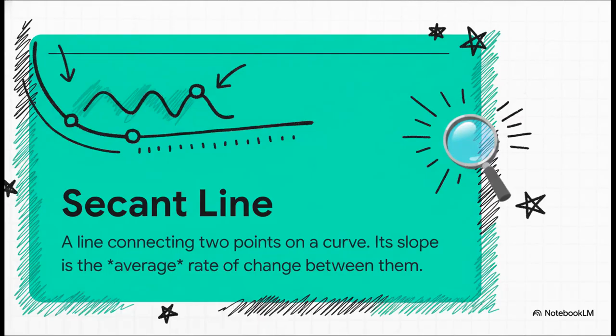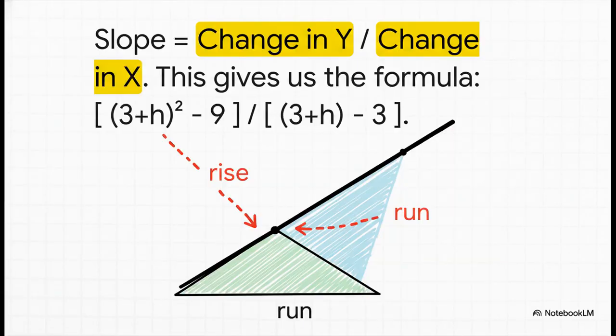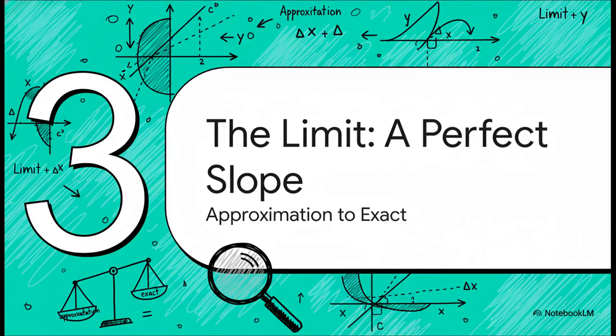Now, if you draw a line between these 2 points, that line has a special name. It's called a secant line, and its slope isn't the perfect slope we want just yet, but it's a really good guess. It's the average slope between those 2 spots. And the cool thing is, now that we have 2 points, boom, we can use the good old rise over run formula we all know and love. The change in y is (3 plus h) squared minus 9, and the change in x is just 3 plus h minus 3.